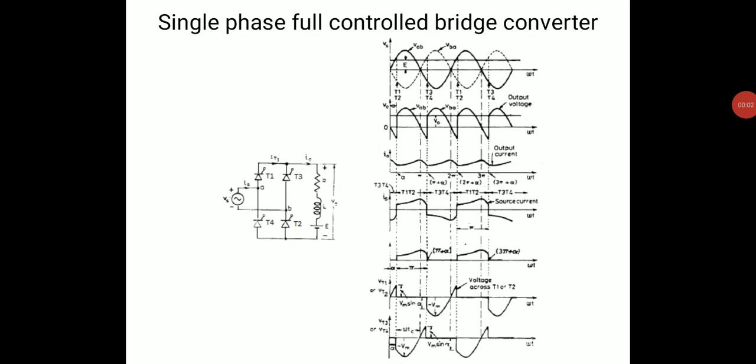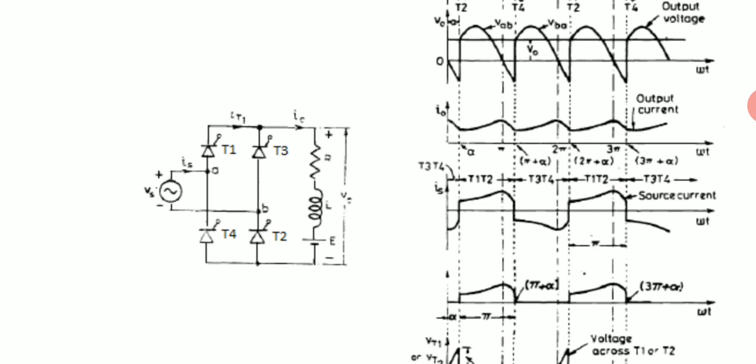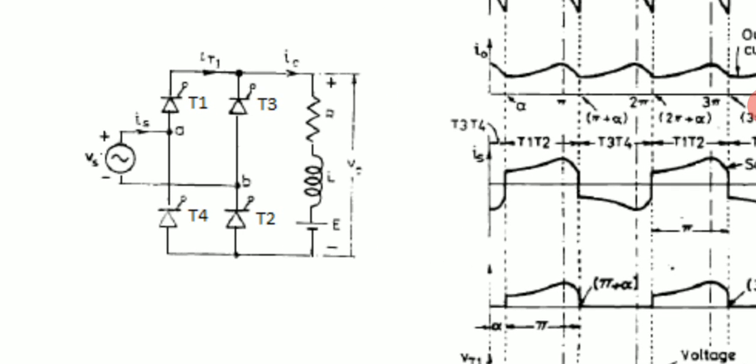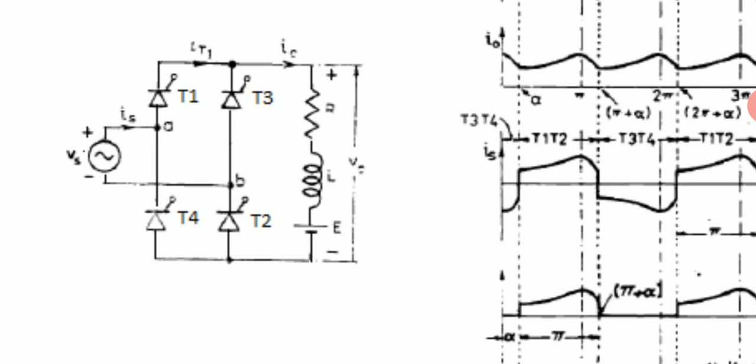Good morning. Here in this session, we shall be discussing single phase full controlled bridge converter. The full controlled converter is of bridge configuration type. You can see here in the figure that we have four thyristors T1, T2, T3, and T4, where T1 and T2 will be conducting in positive half cycle of supply voltage, and T3 and T4 will be conducting in negative half cycle.